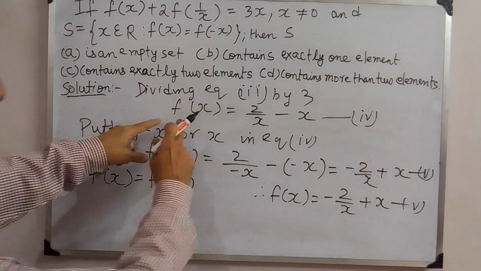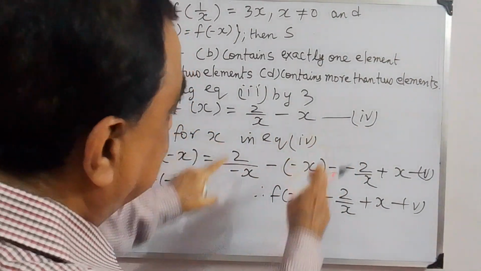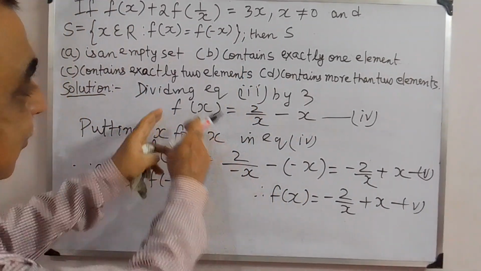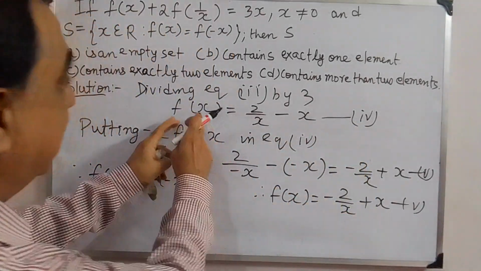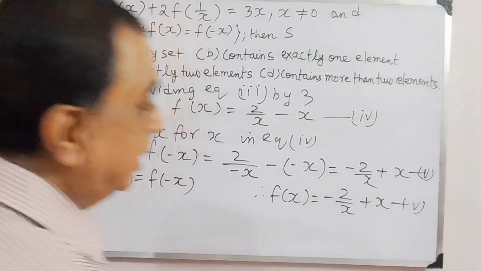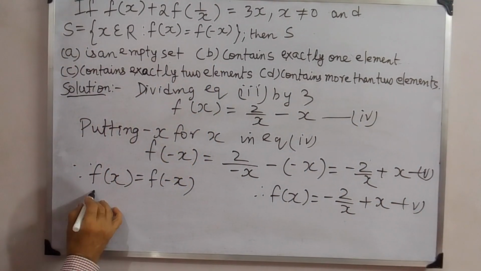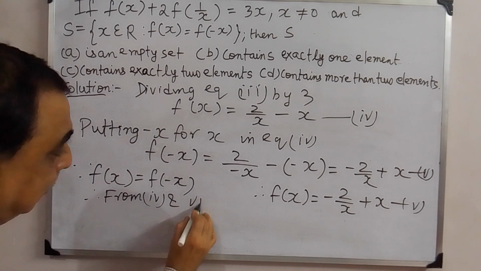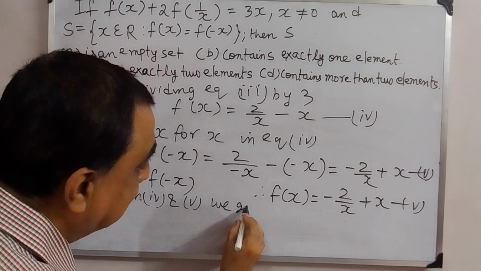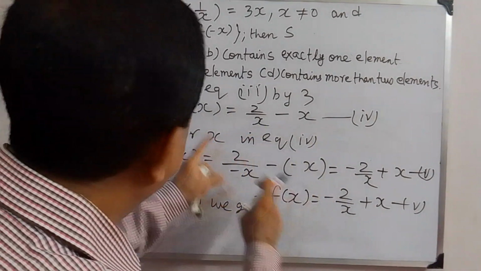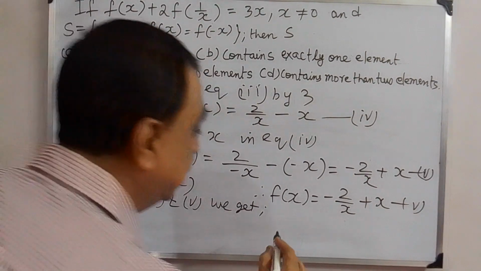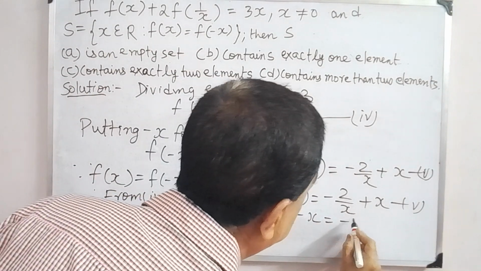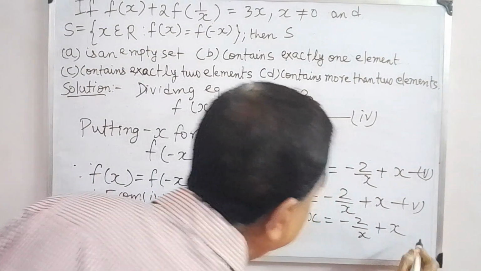Now, from the fourth equation f(x) is this value, and from the fifth equation f(x) is this value. Both the left hand sides of 4 and 5 are f(x), so the right hand sides must be equal. So we get 2 by x minus x is equal to minus 2 by x plus x.